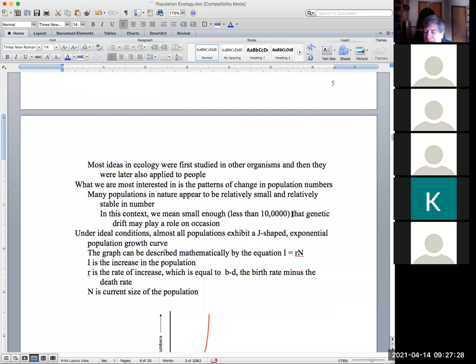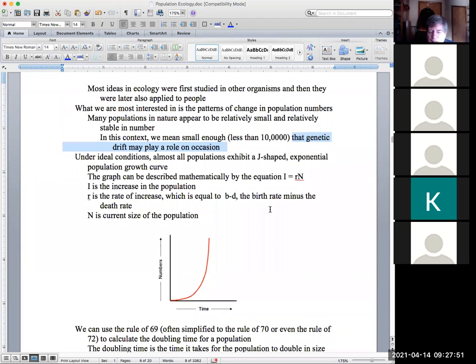Now, why are small populations important? Well, remember back when we talked about evolution, in small populations, genetic drift can be important. So a lot of populations in nature are small enough that genetic drift has an impact on their characteristics, on their genetics.